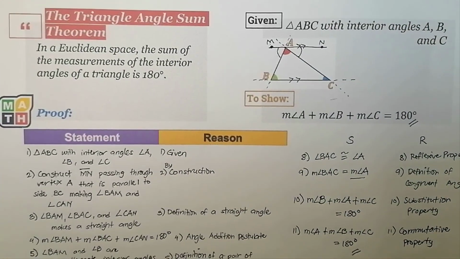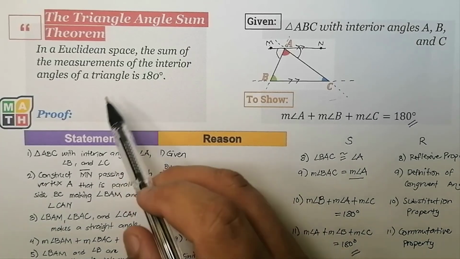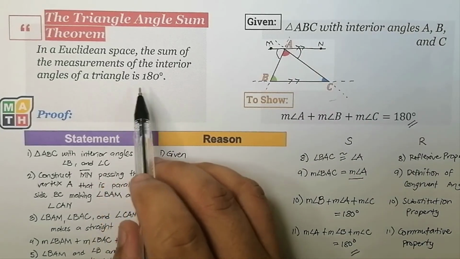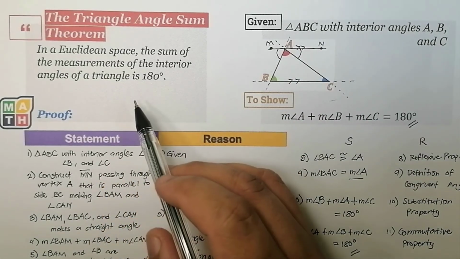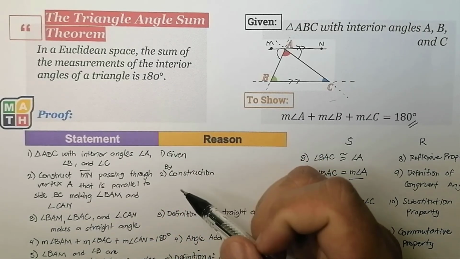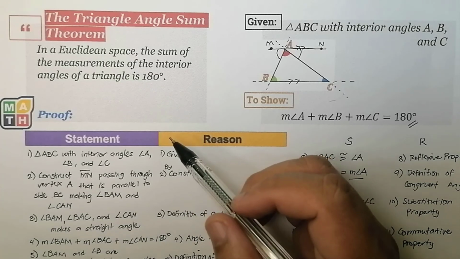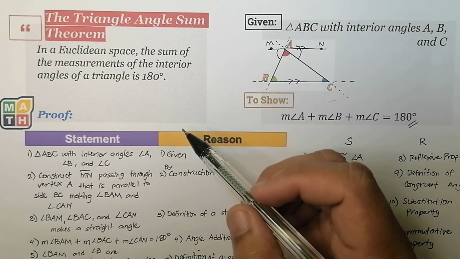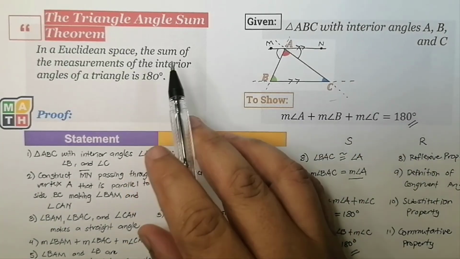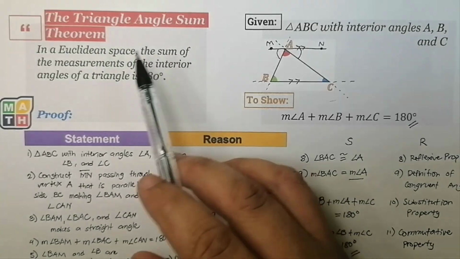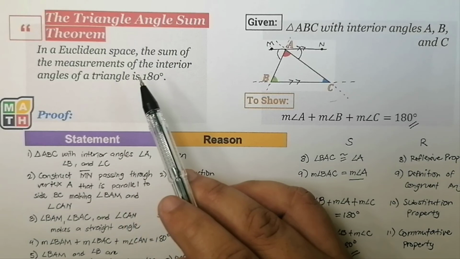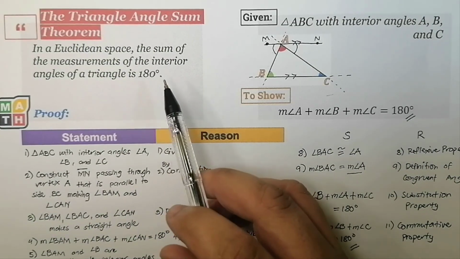Now that we have reached this, we have proven the statement here already, and that will tell us that in any triangle in the Euclidean space, the sum of the interior angles is equal to 180 degrees. This is the proof for this theorem. It may seem too long, but this theorem is very important as we move further to other theorems which talk about sum of interior angles and the like. This is the proof for the triangle angle sum theorem, which tells us that in a Euclidean space, the sum of the measurements of the interior angles of a triangle is 180 degrees.